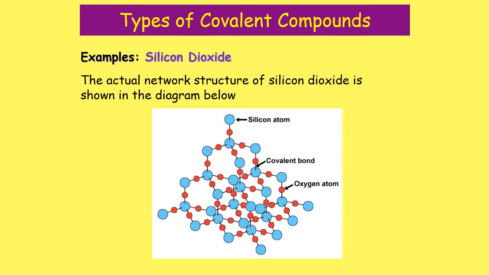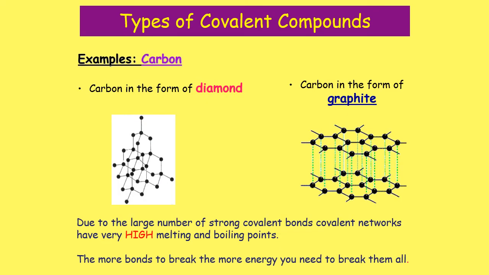So silicon dioxide, this is an even clearer diagram, so you can see that it's a really big network, and this again is only part of it. That keeps going on and on and on. And there are other types of covalent compound.